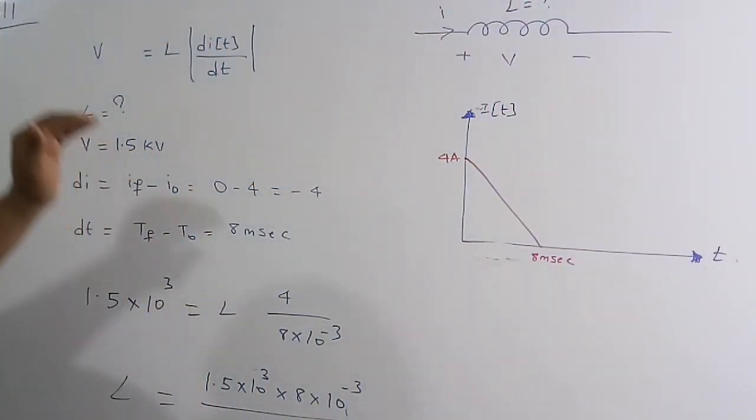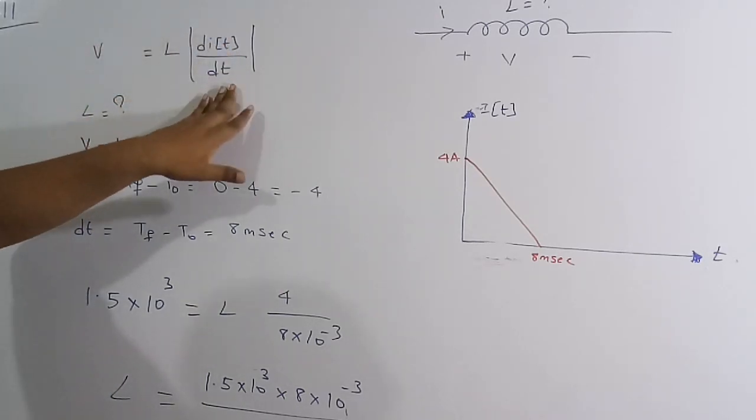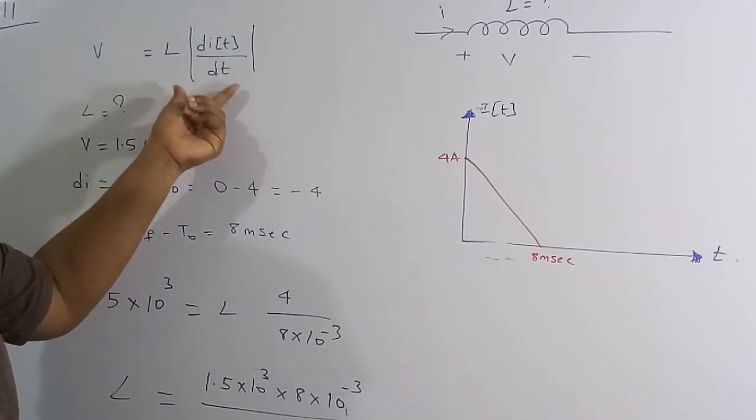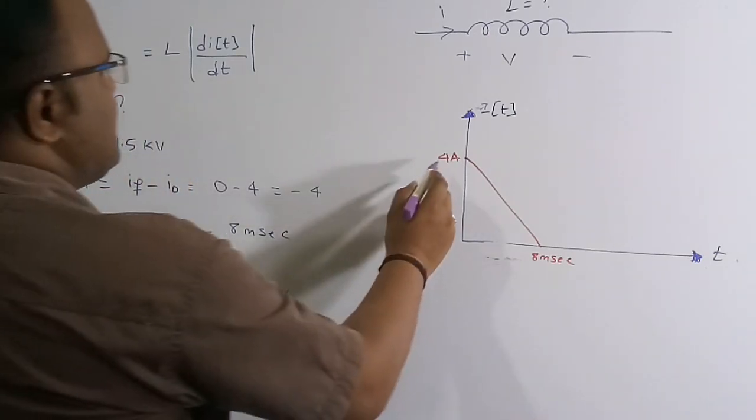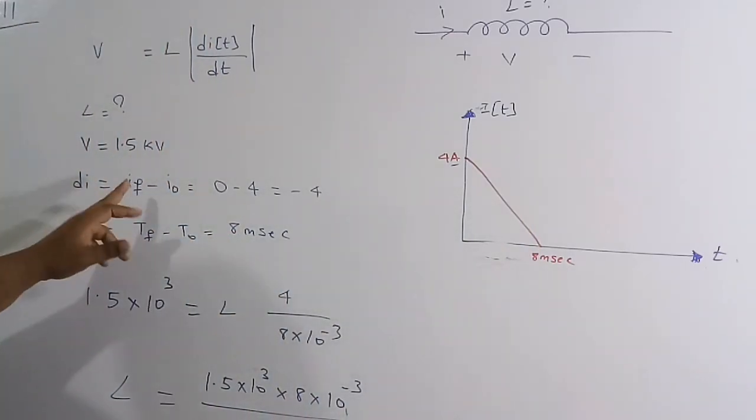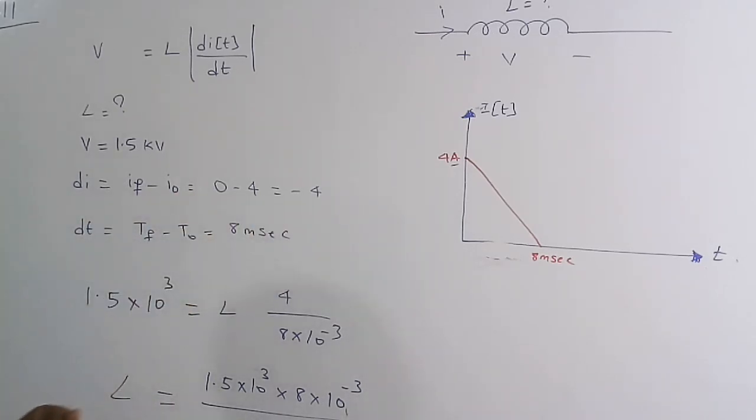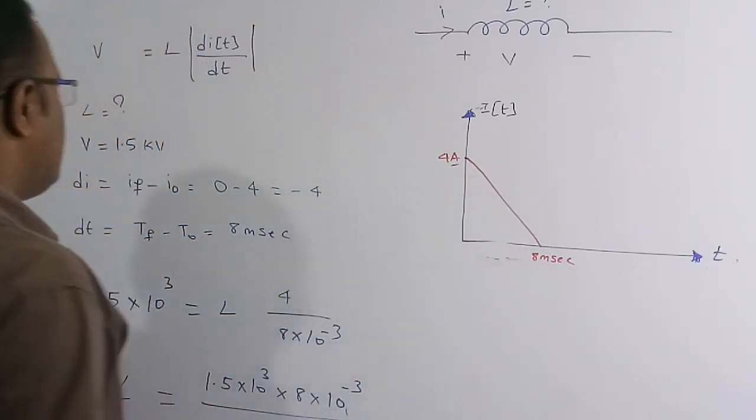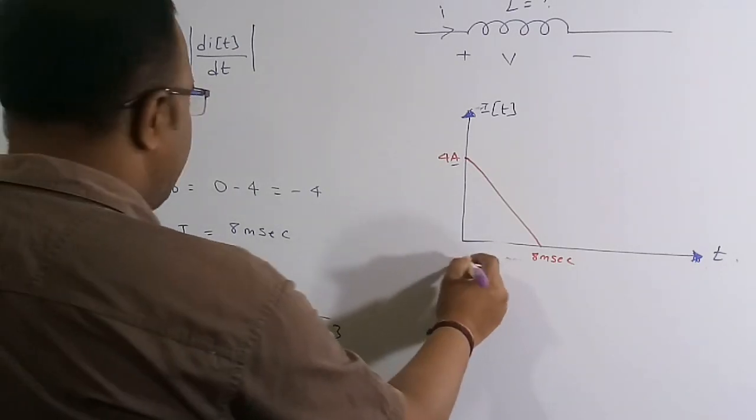Basically the expression of the voltage and current in the inductor is V is equal to L into di by dt. So we need to find the rate of change of the magnitude of the current. Here the initial current is 4 ampere and the final current is 0 ampere. Therefore the change in current, which is final value of current minus initial value of current, is 0 minus 4, which is nothing but minus 4 ampere. And what is the time period for this decay? dt is equal to final time minus initial time, which is 8 milliseconds.